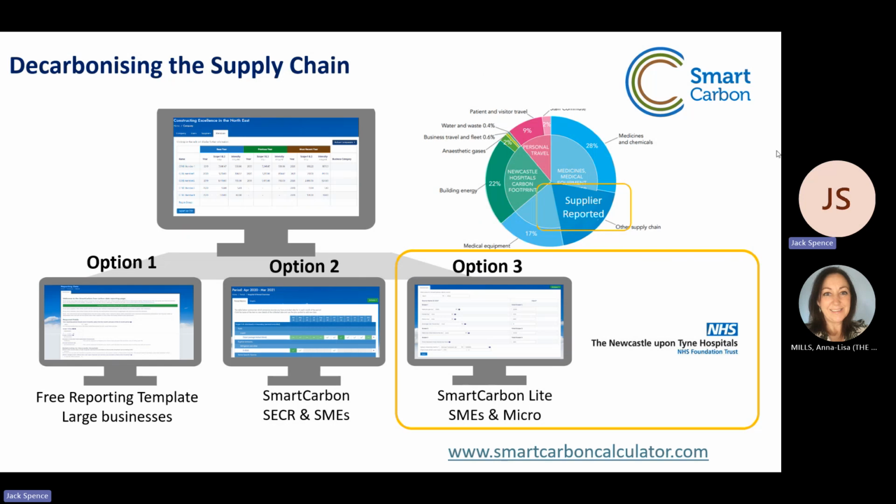Another thing worth noting is that we're increasingly seeing PPN 06/21 requirements in carbon reporting in the public sector, and the Smart Carbon Light tool is designed to include those five areas of Scope 3 included within that. And in this case, the results are automatically fed back to the supplier dashboard, which will be the Newcastle Hospitals dashboard, and it's also free for all Newcastle Hospitals suppliers.